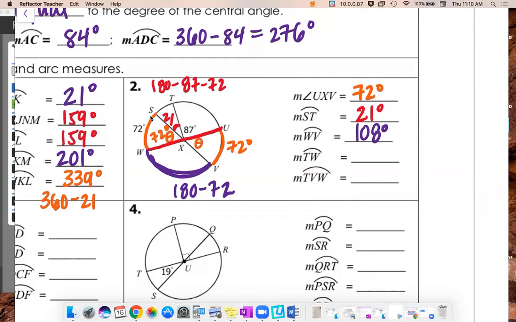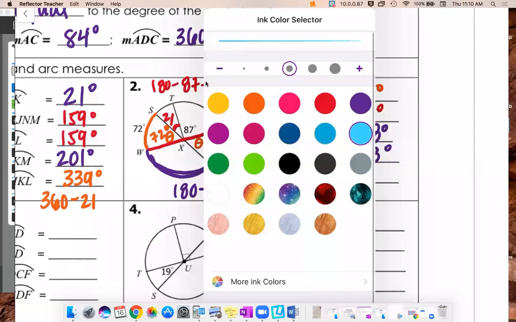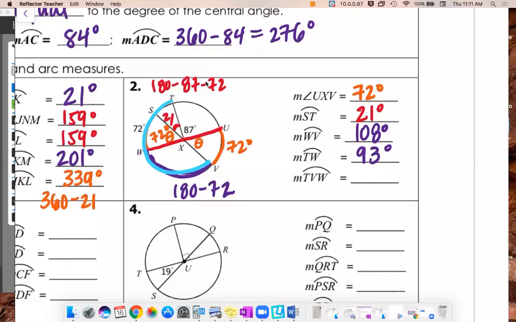And then we want to know TW. So to get TW right here, you're just going to add the 72 plus 21, and you'll get 93. And then the last one, we want to know TWV, the measure of arc TWV. So let me switch colors so we can draw this in. So we want to know TWV, so that whole arc right there. And now we know what all of these are. So we know this is 21, this is 72, and that this one was 108. So if I just add all of those together, I should get that this is going to be 267 degrees. Okay, so I hope that makes a little bit of sense.